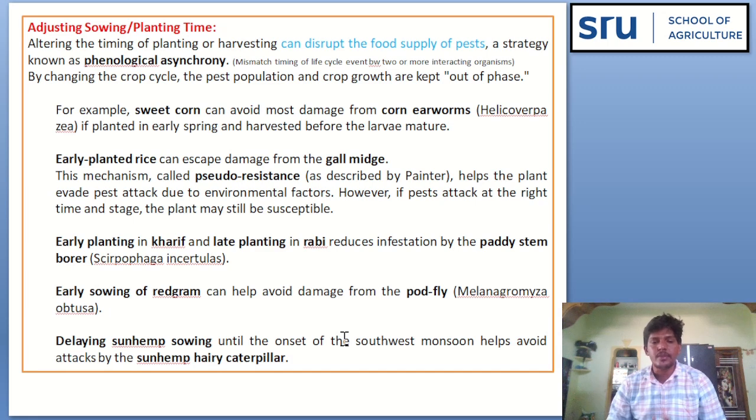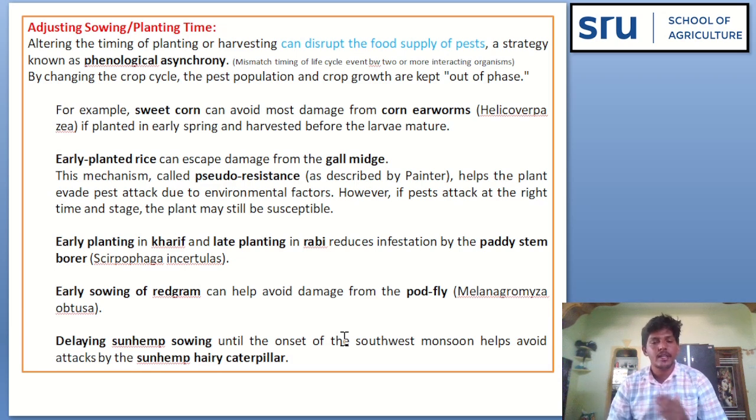Similarly, early planted rice can escape the damage from the gall midge. This type of protection mechanism is known as pseudo-resistance because here the plant is escaping the pest attack due to an environmental factor. There is no human intervention. That's why this is the pseudo-resistance.